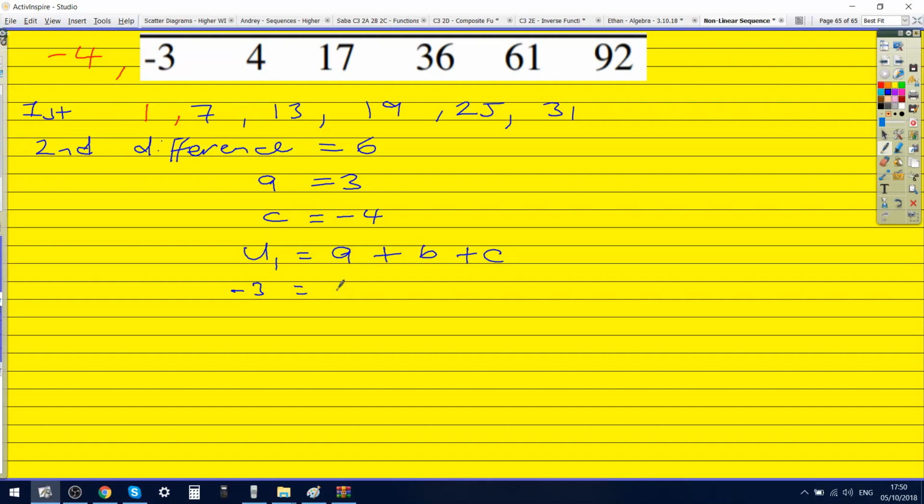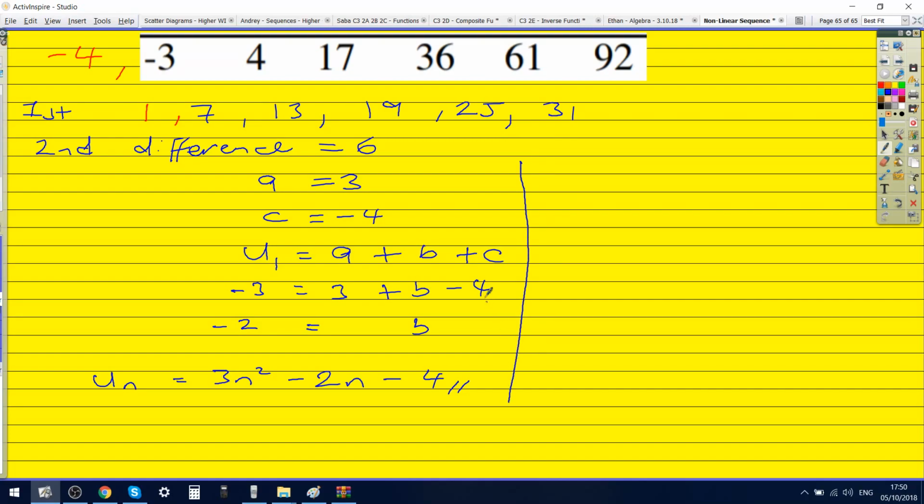And so what is your final answer? U1 equals 3n squared minus 2n minus 4. Well done. That was a very tricky one because it's got 2 minuses and an odd number for A. Any questions there?